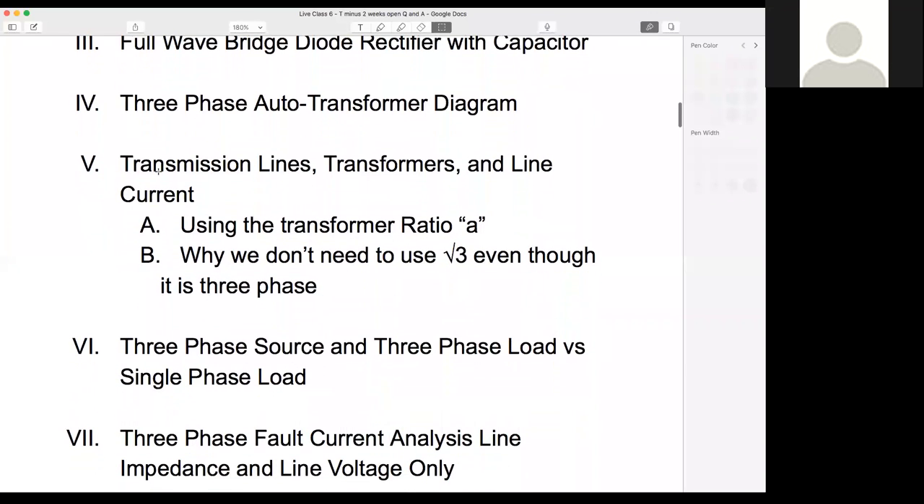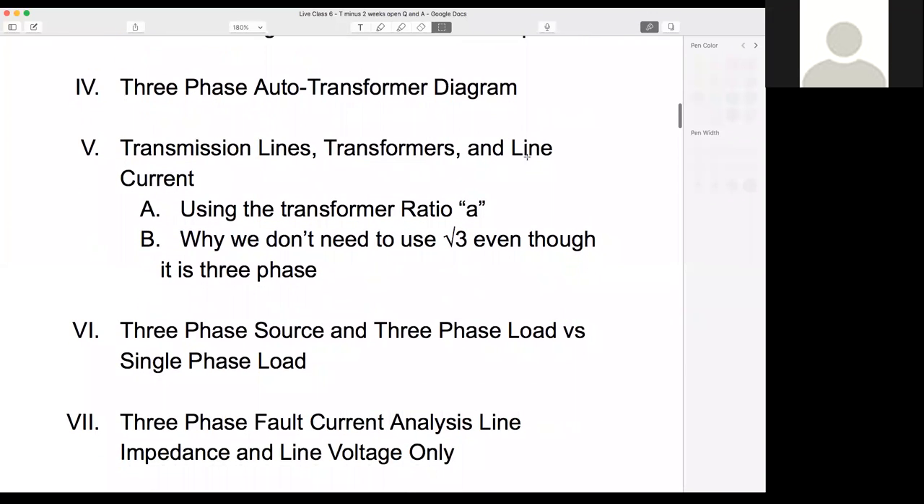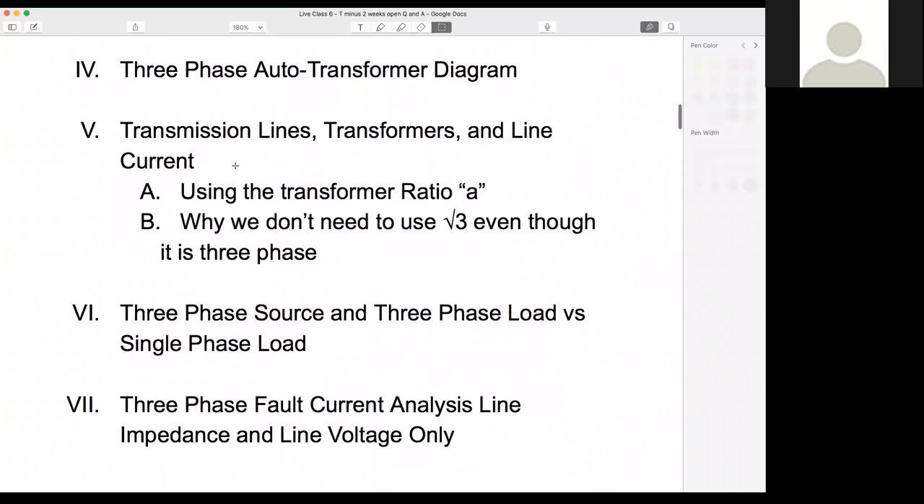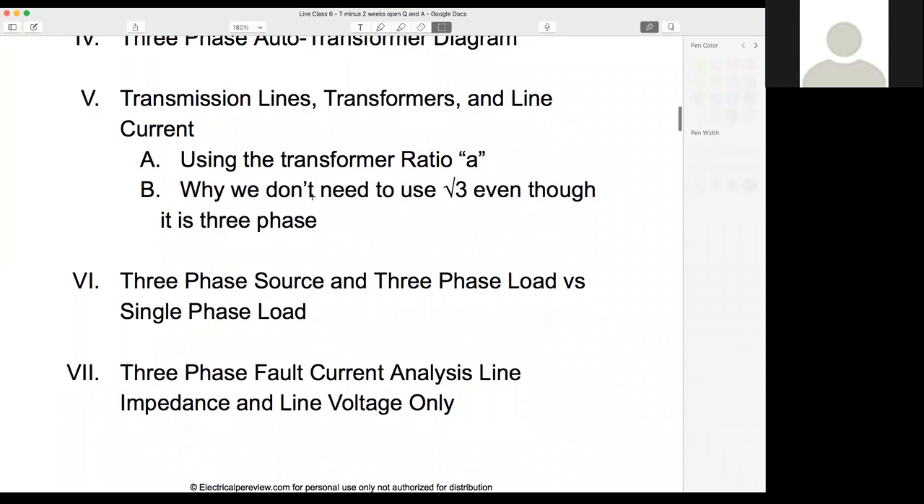Then the 5th one we'll get to is transmission lines, transformers, and line current. So how we're using our A ratio and why we don't need to use a square root of 3 in certain cases, even though it's 3-phase. I've still been seeing a lot of people getting caught off guard with this. And these are actually those really simple problems where, if you're familiar with it and you practice it, it's really quick to get the right answer and move on. So we're going to touch on that one briefly.